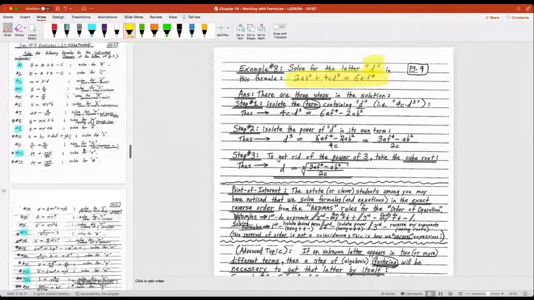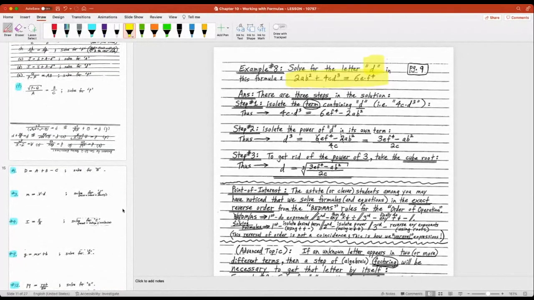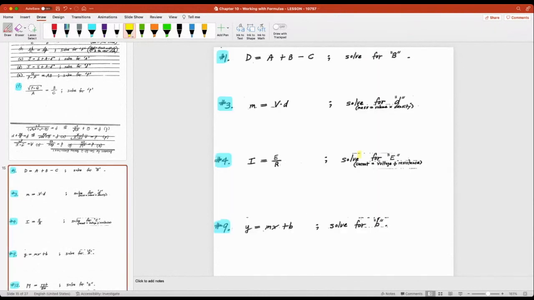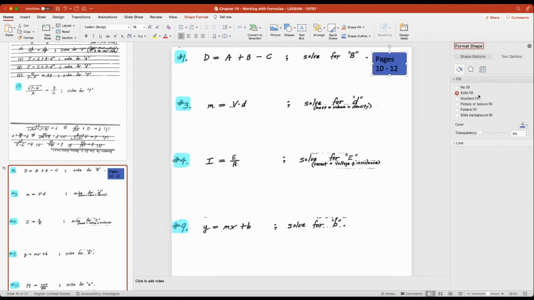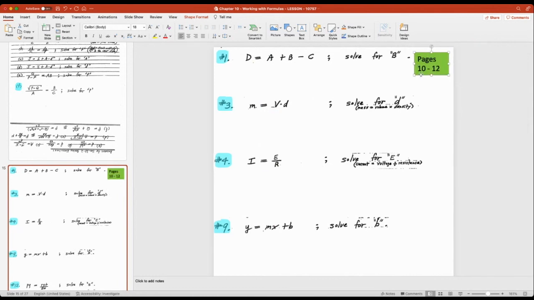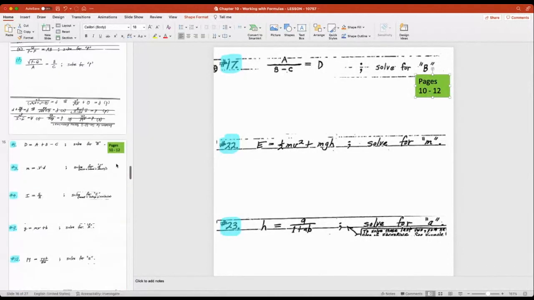When you're doing a page reference, we're talking about pages 10, 11 and 12. So just keep in mind we're doing pages 10 to 12, and I'll write that right now so that you don't lose track of that. Okay.